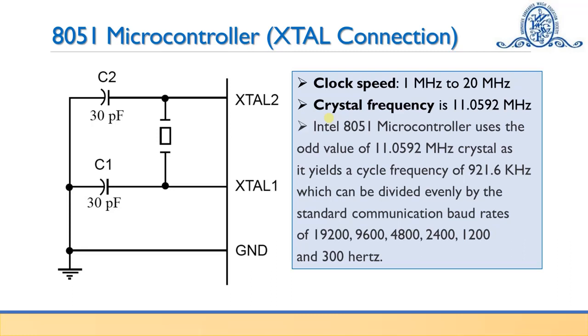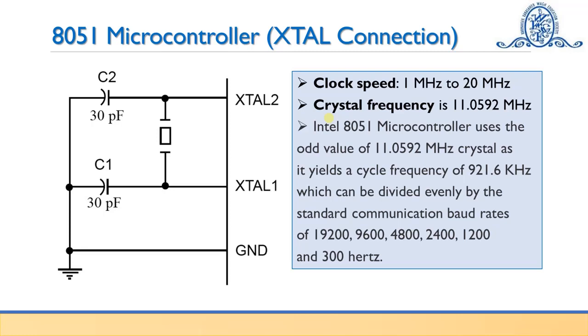As I said, to run the CPU we have to have a clock. The clock is generated by a crystal, and there are two pins which are available on the 8051 microcontroller, XTAL1 and XTAL2. And then the crystal along with two capacitors is connected, which will generate the clock. Normal clock speed of the 8051 microcontroller is 1 MHz to 20 MHz, but normally the crystal frequency of 11.0592 MHz is used for 8051.